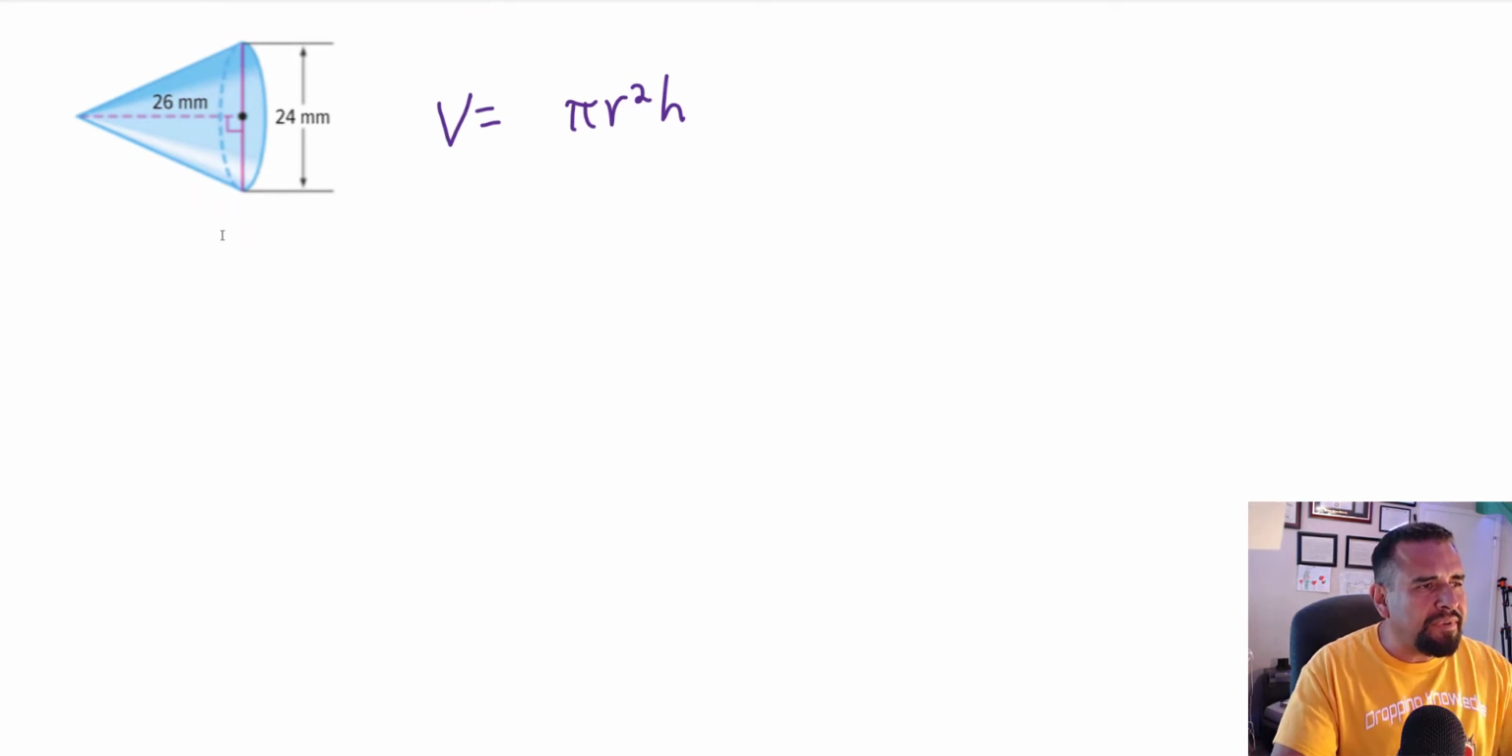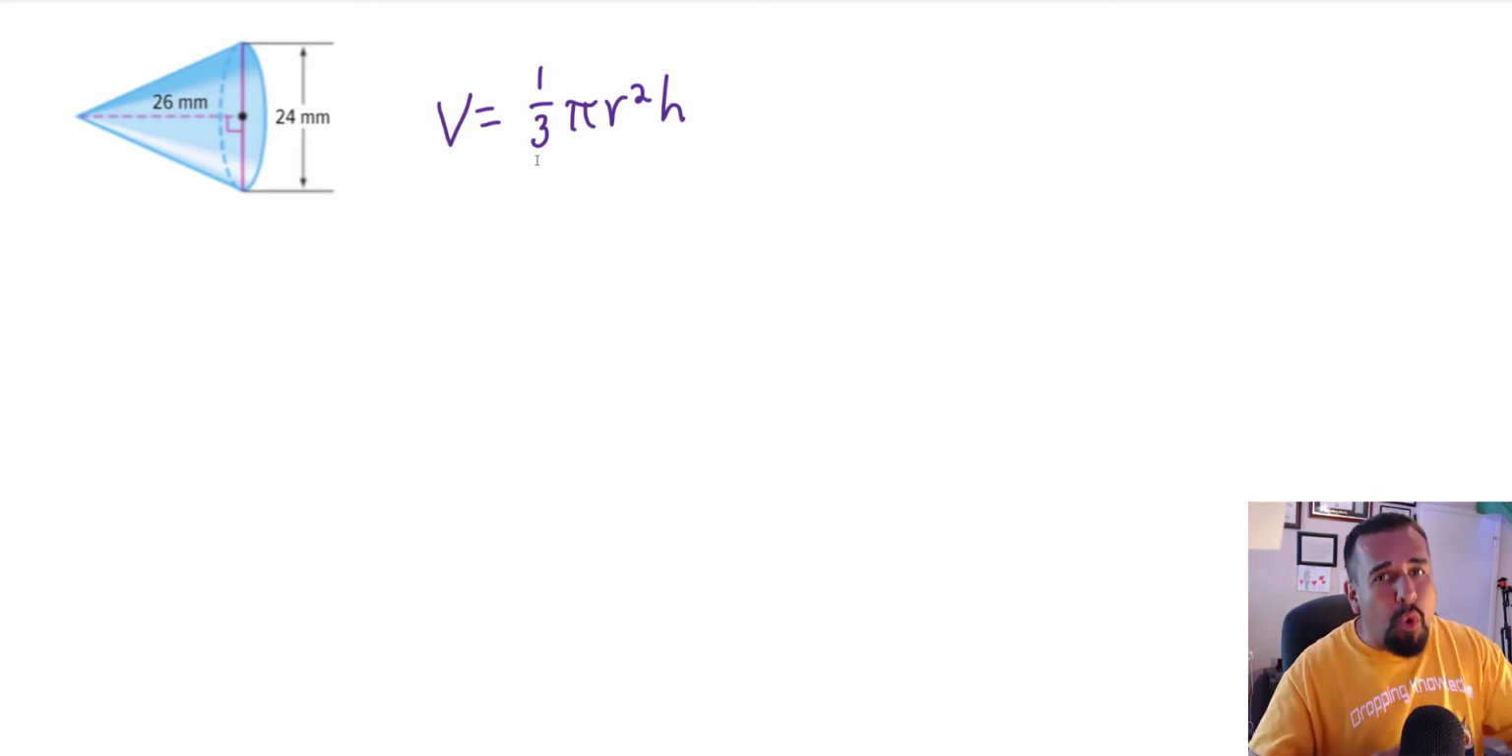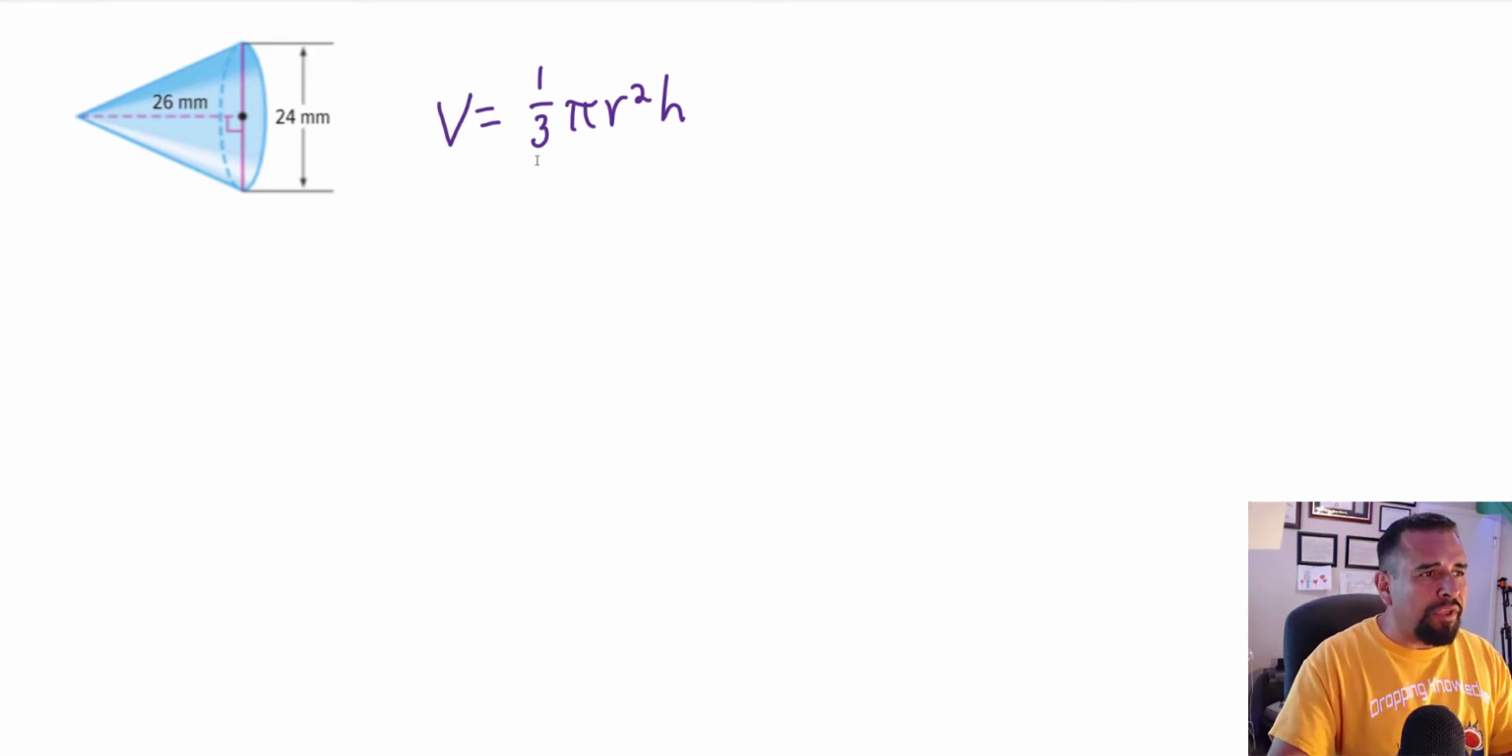A cone is 1/3 of a cylinder. That means out of one cylinder, I can make 3 cones. But since I'm only finding the volume of one cone, that's why the formula is 1/3 times the same thing as it was for the cylinder, which is pi r squared h.